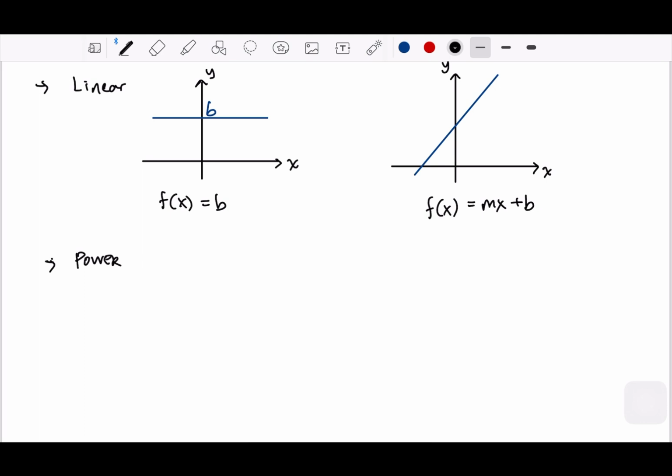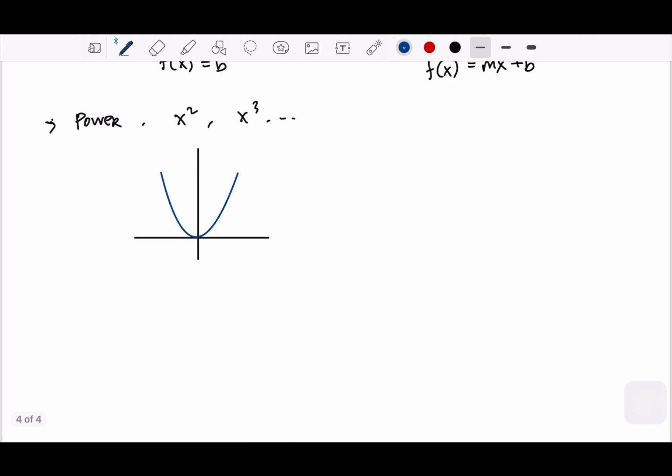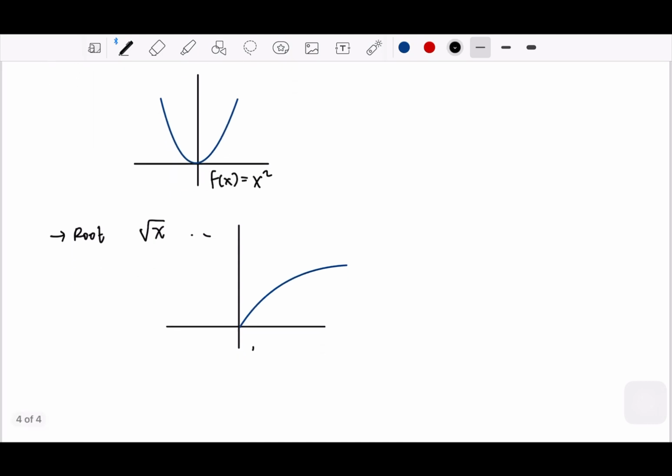And then power functions. This is, I think, pretty familiar. It's x squared, x cubed, and so on. I think you also know how to draw it and at least how it looks. And then the root function is like the square root of x and so on. So this is f of x. But remember, in the cubic, it will be considered the negative as well.